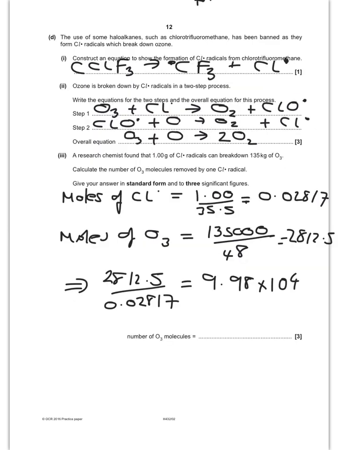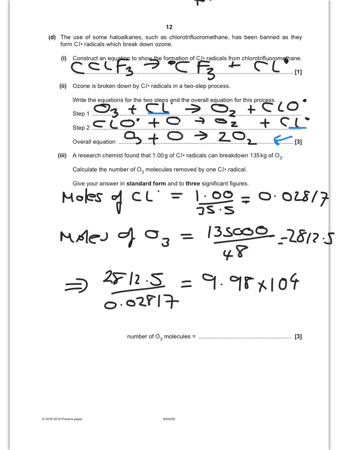I've got to construct an equation for the formation of a chlorine radical from chlorotrifluoromethane. Quite straightforward, you just break that carbon-chlorine bond and you're left with a CF3 radical. Then I've got to show how ozone is broken down. You would have done this in AS chemistry. You start with ozone, react it with a chlorine free radical to give you oxygen and ClO dot. The ClO dot will then react with an oxygen atom to give you O2 and Cl. So I've regenerated my chlorine free radical, and this here is my overall equation.